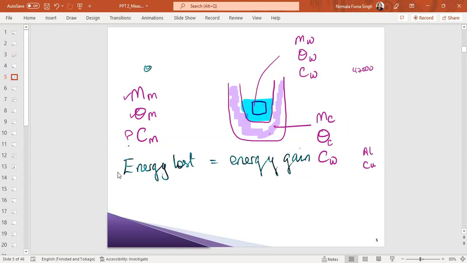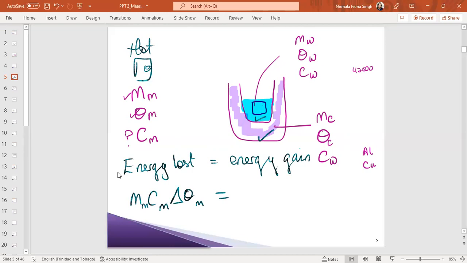Who is losing heat? It's going to be my hot object because that's going to cool down. So that's going to be mass of my object by C of my object by delta theta of my object. And that's going to be energy gain. Which part here is going to warm up? My calorimeter is going to warm up and my water is going to warm up because I just put something hot in both of them.